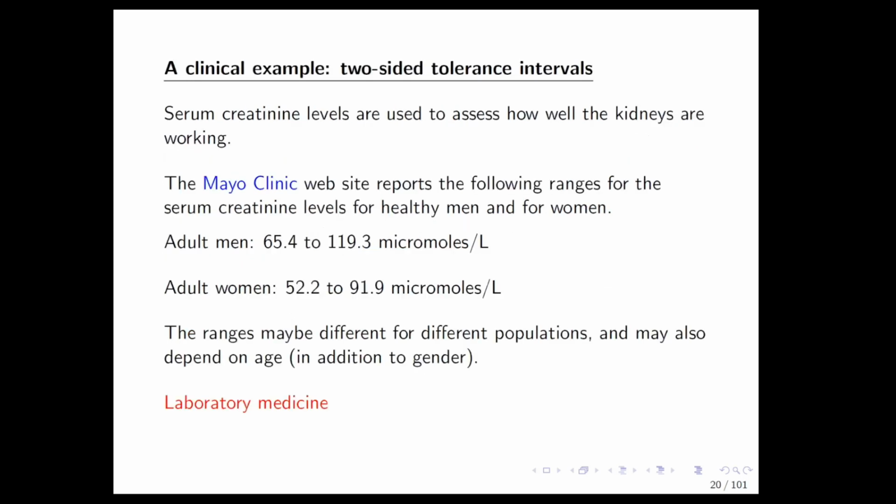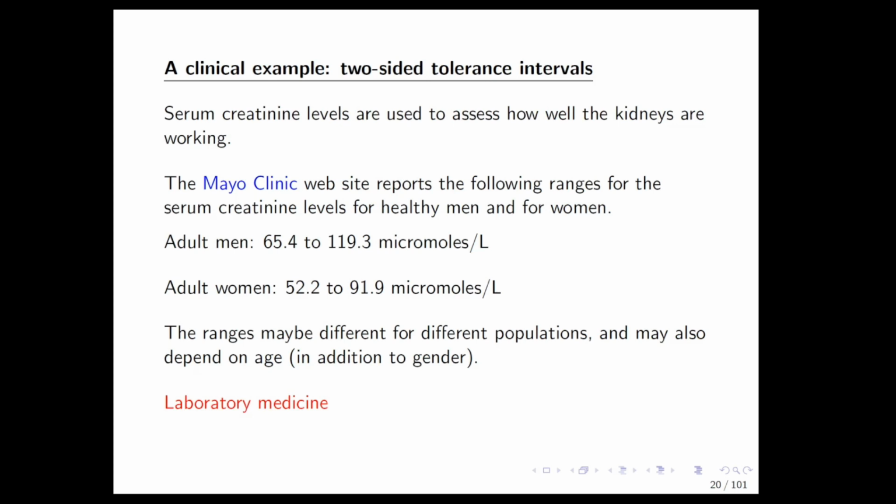Now, let me look at a clinical example. So this talks about the creatinine level, which is used to check how well your kidneys are functioning. If you go to the Mayo Clinic website, you will see the following normal ranges for the creatinine level for men and women. If you go to a physical checkup, the doctor will look at all sorts of lab results, cholesterol or blood sugar and creatinine. So here they are. This is what would be called a normal range.